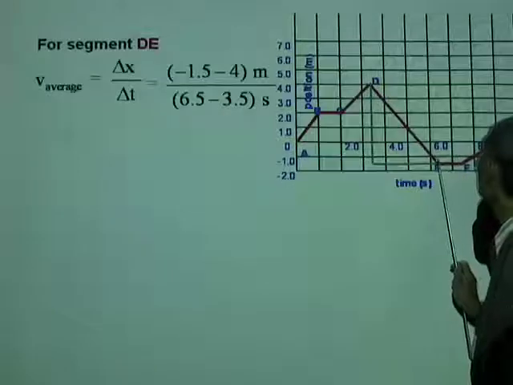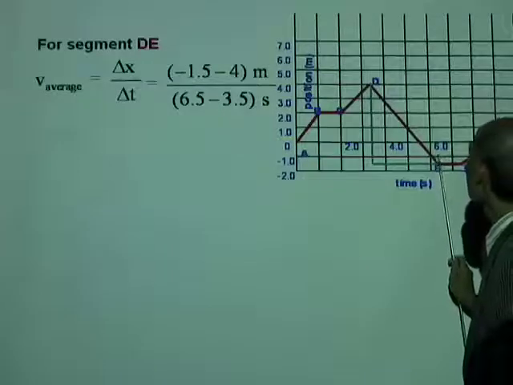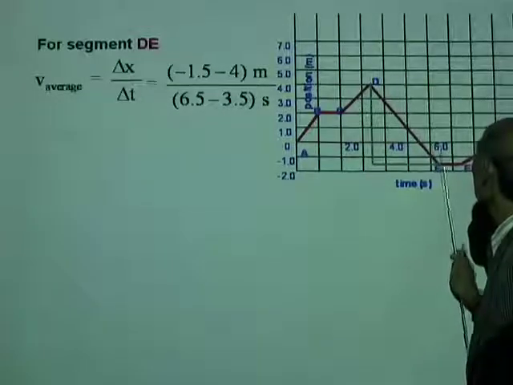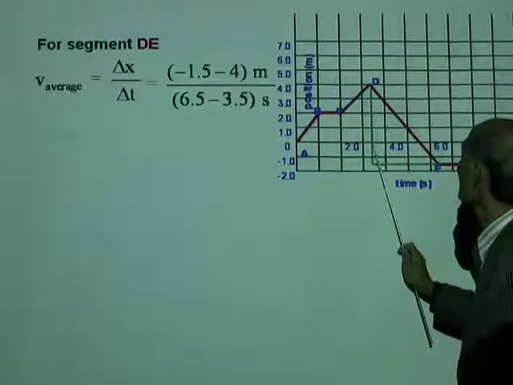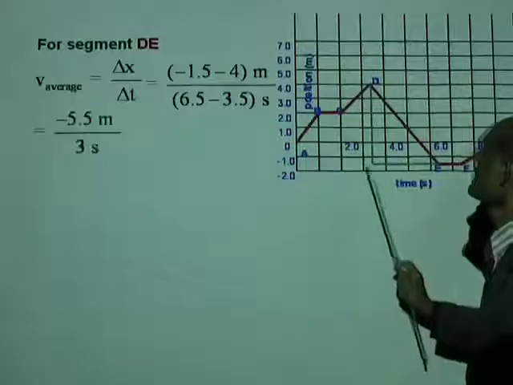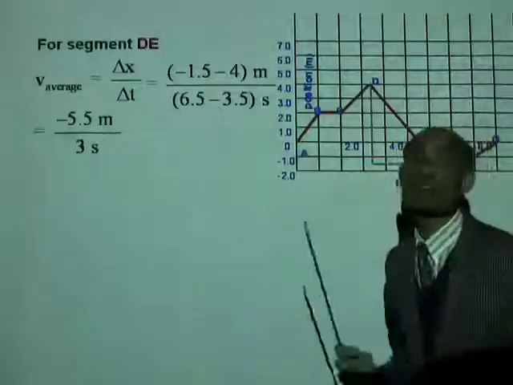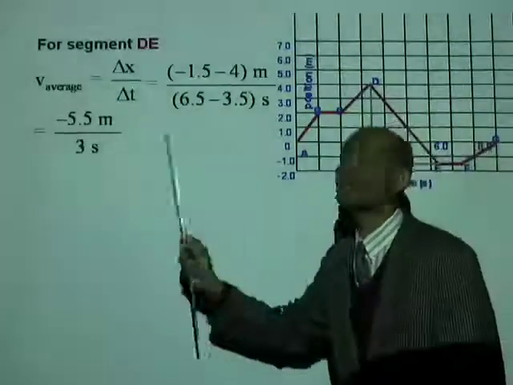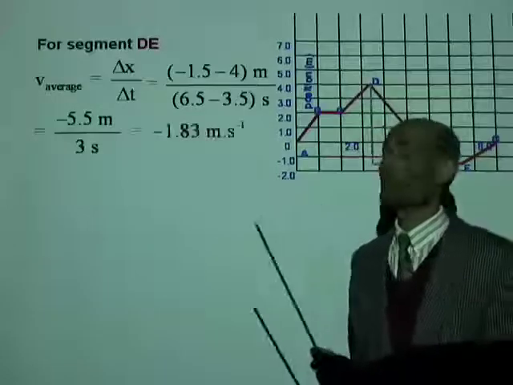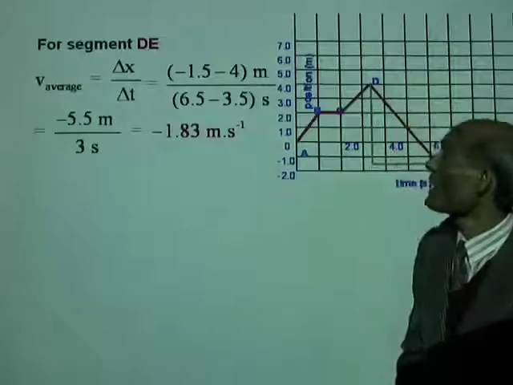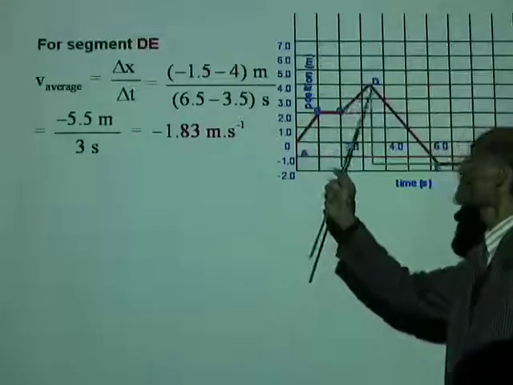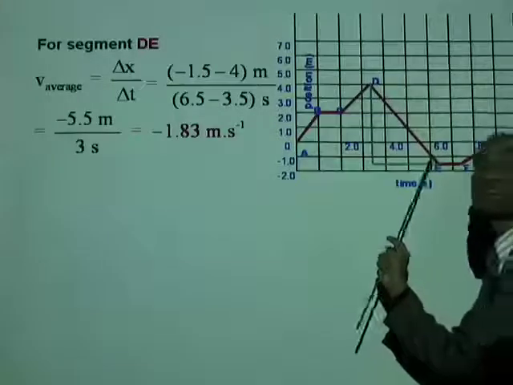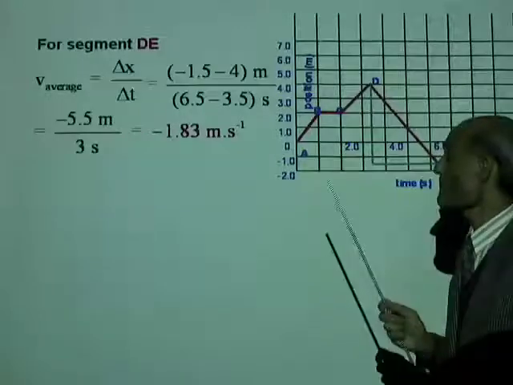Delta t is 6.5 minus 3.5, that is 3 seconds. Alright, and that will be negative 5.5 meter divided by 3 seconds. That is negative 1.83 meter per second. Notice here that the velocity is negative during that time.